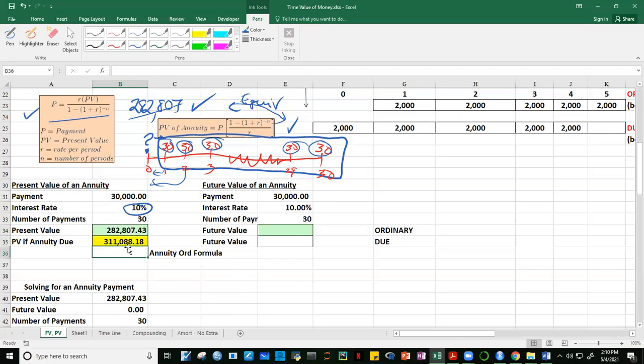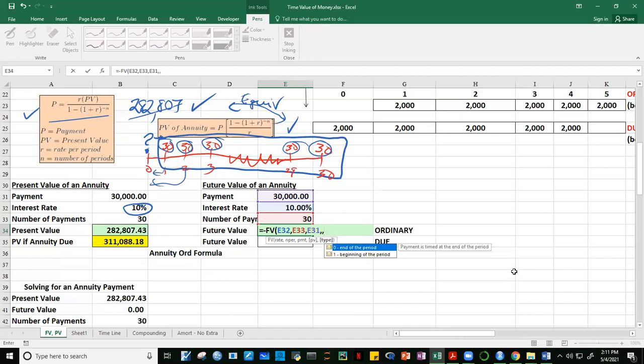Bigger compared to annuity ordinary. Of course, guys, we can compute for the future value. Tingnan natin, ha? Compare natin. Is equal to negative FV. Rate is 10%. N per is 30. Annuity natin is 30,000. Comma. Present value. Walang present value, guys.